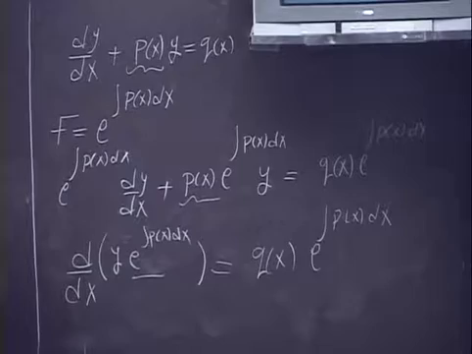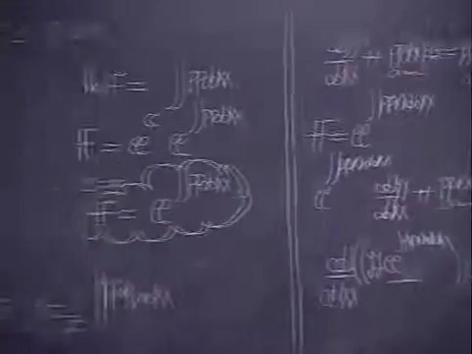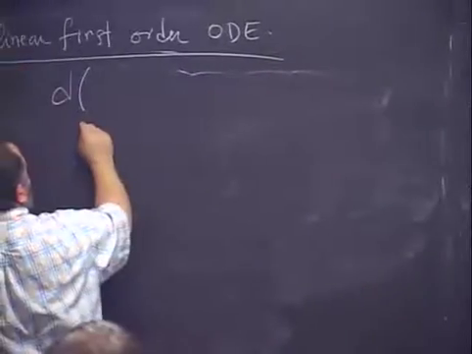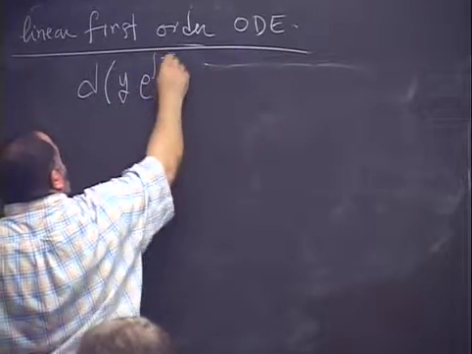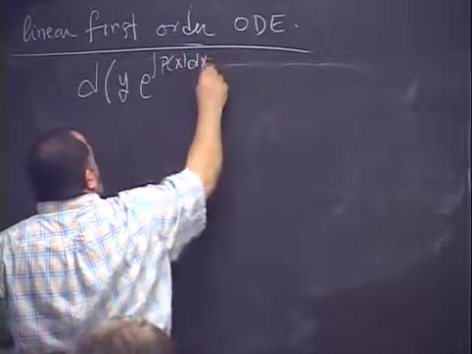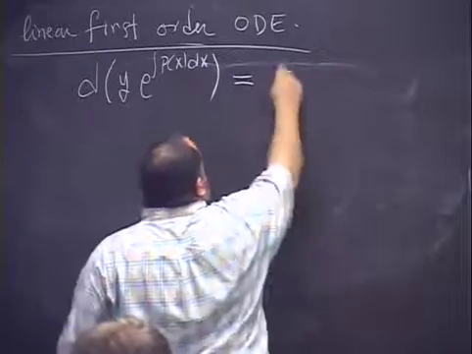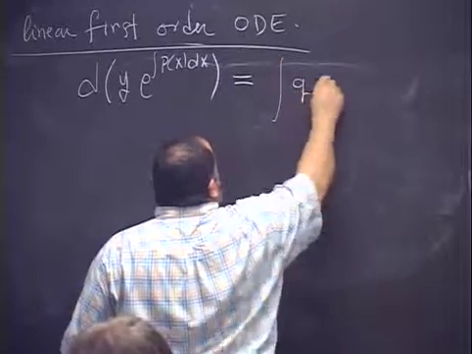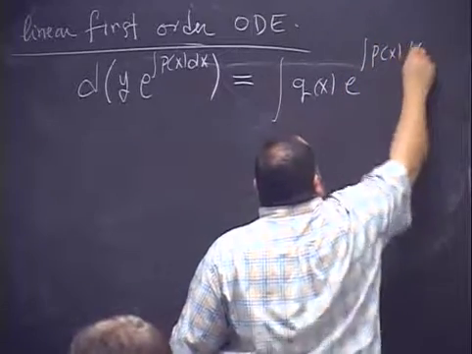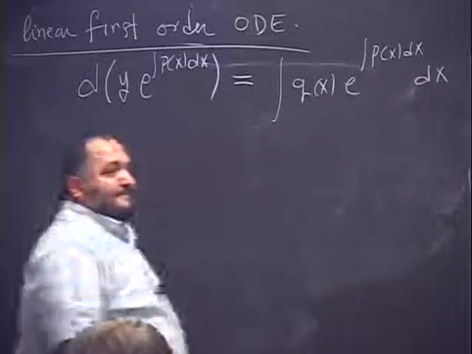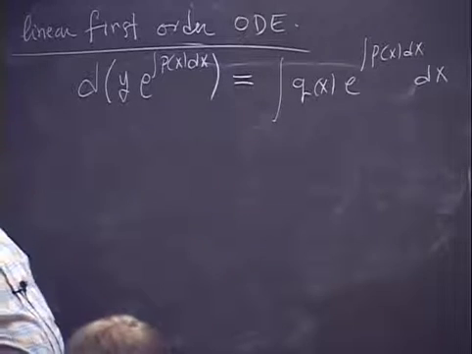Just separate the variables like what we did every time, and this will give you what? d(y e to the power of p of x) equal to what? The integration of Q of x e to the power of p of x dx. Yes, guys? I did not do anything, just separate the variables.